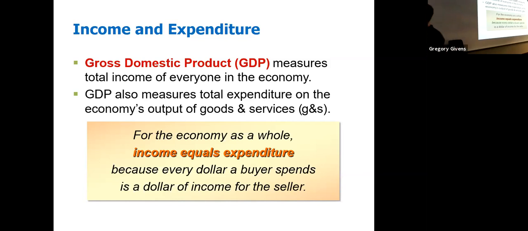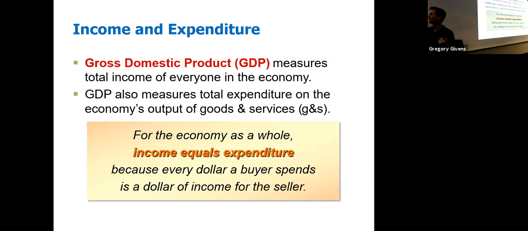So GDP can be thought of as total income or total expenditure, because for the economy as a whole, those two things have to be equal to one another. Now be careful about this. Obviously, at the individual level, income doesn't have to equal expenditures, right? For some of us, our income exceeds our own expenditures. When that happens, what are we doing? We're actually saving some of our income, right?